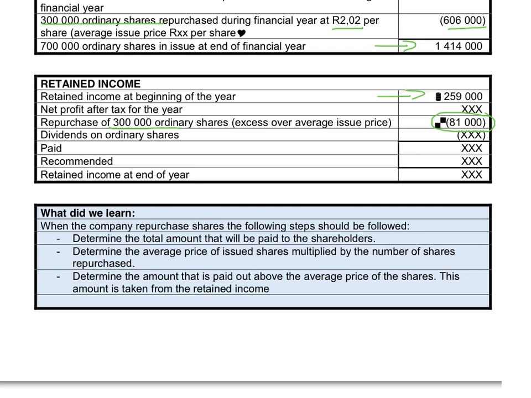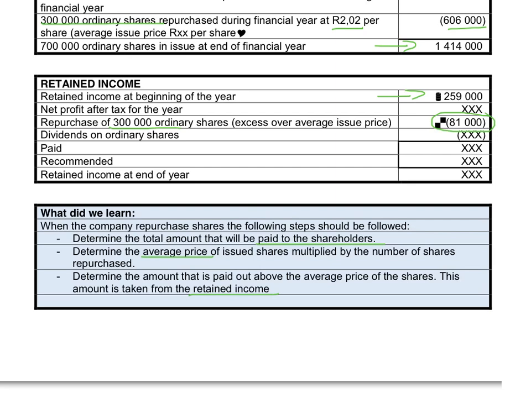What did we learn? When the company repurchases shares, the following steps should be followed. Determine first of all what is the total amount that will be paid to shareholders. Secondly, you must determine what is the average price, so that you can see if the average price equals the amount that's paid to shareholders. If the average price is lower than the amount paid to shareholders, you will have to determine the amount that will be taken out of retained income.